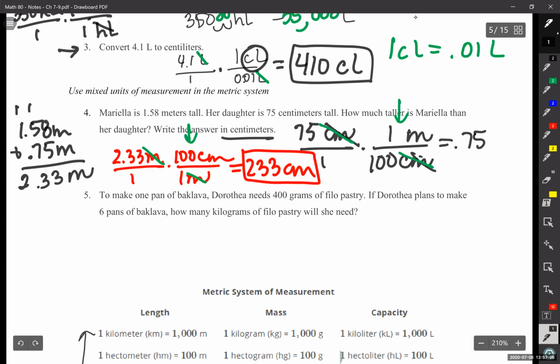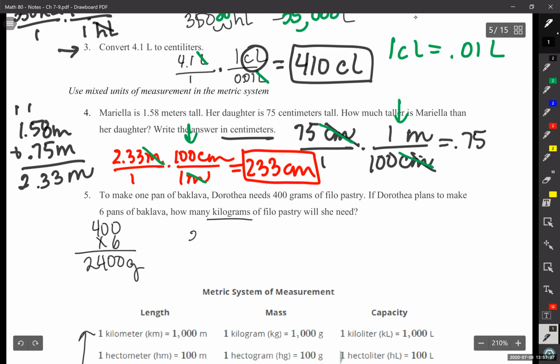Okay, last one. To make 1 pan of baklava, Dorothea needs 400 grams of pastry. If she plans to make 6 pans, how many kilograms will she need? Well, there's no sense in converting because I'm multiplying times 6, so I'll convert at the end. So I'll do 400 times 6 and get 2,400 grams as my multiplication answer. And then I need to convert to kilograms.